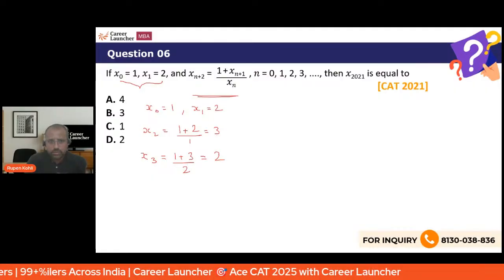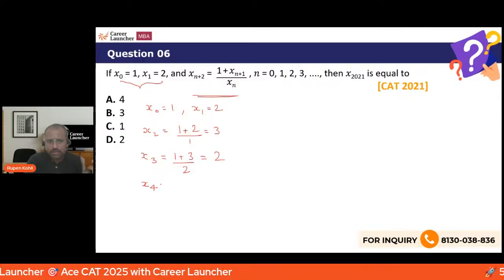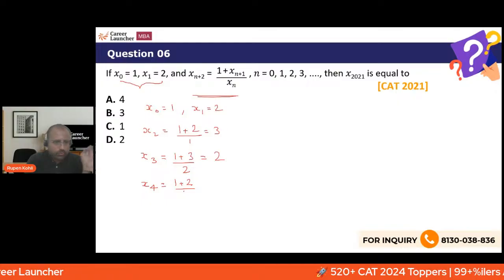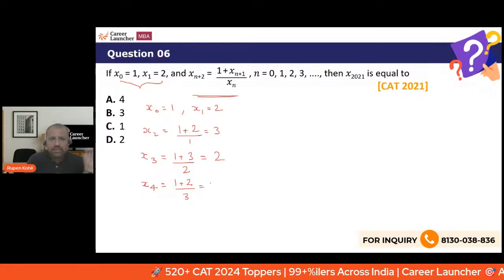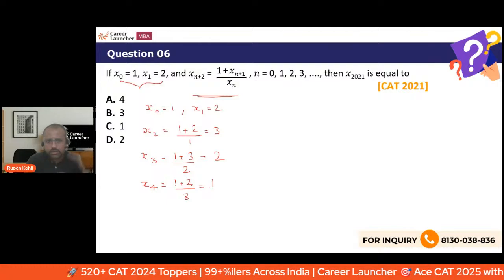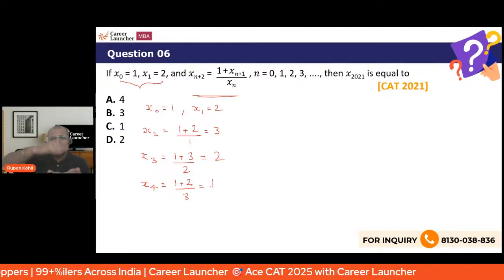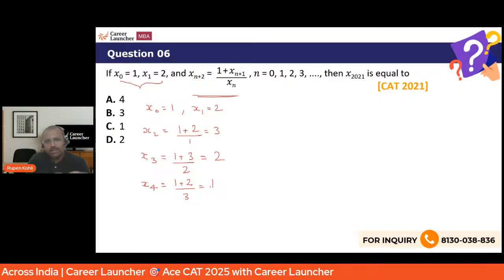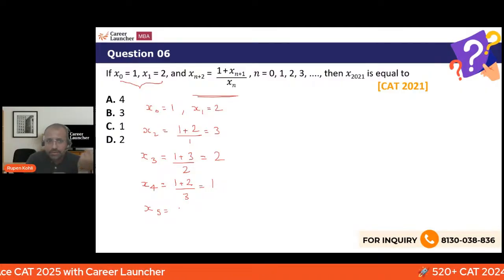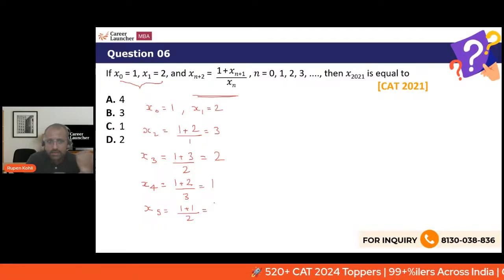1, 2, 3, 2. Till now it looks random, but let's see what happens. x4 is 1 plus x3 over x2, which is 1 plus 2 over 3, which is 1. Okay, 1, 2, 3, 2, 1. It increases to 2, 3, then back to 1. Okay, let's see what happens now. x5 is 1 plus x4 over x3, so 1 plus 1 over 2, which is back to 1 again.